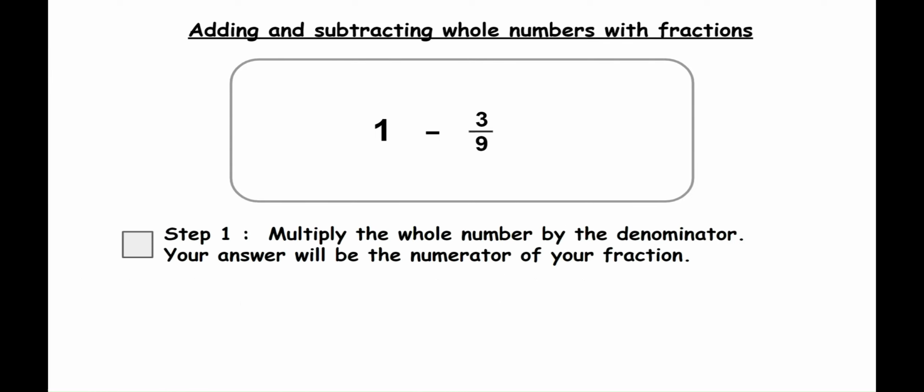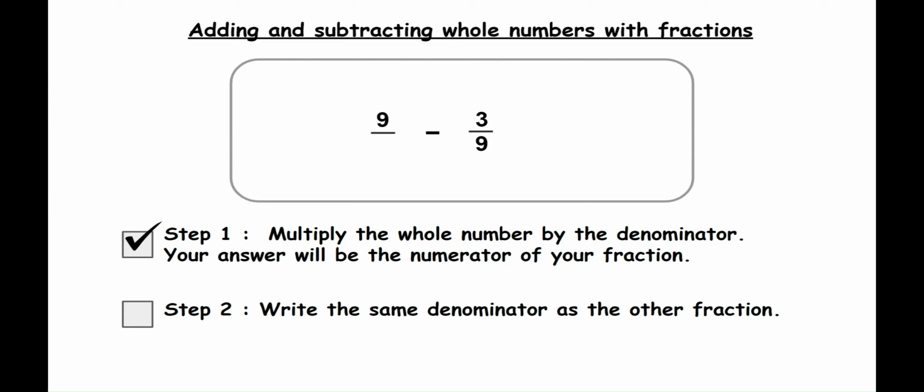Well, the first step is we need to multiply the whole number by the denominator. So 1 multiplied by 9. 1 multiplied by 9 obviously equals 9. And we need to take our answer and place it in the numerator position of the fraction we're creating. So 9 is going to be the numerator of our fraction. After we've done that, our second step is to write the same denominator as the other fraction as the denominator of our new fraction.